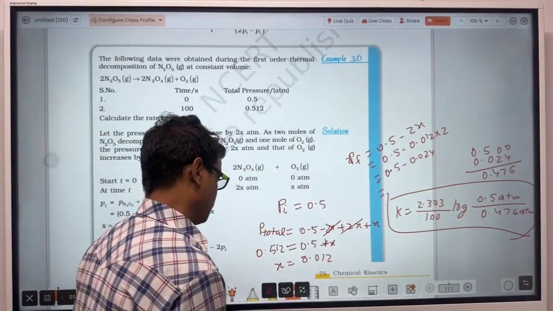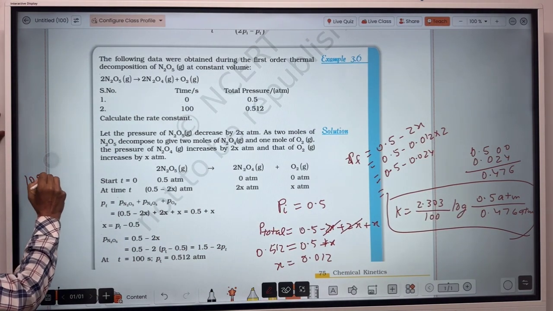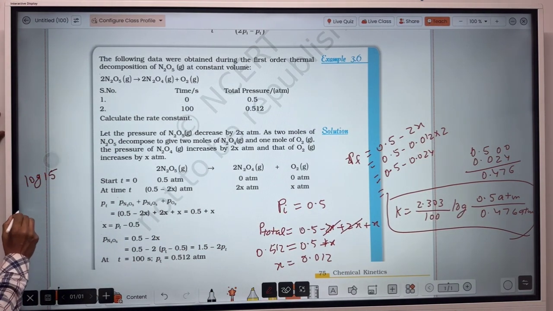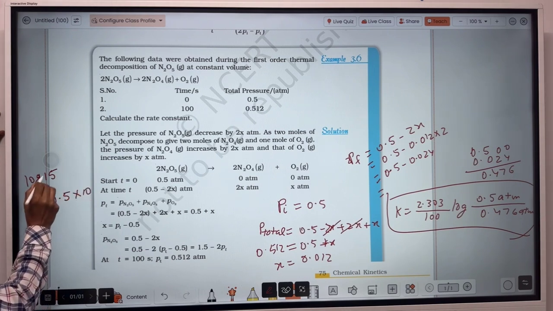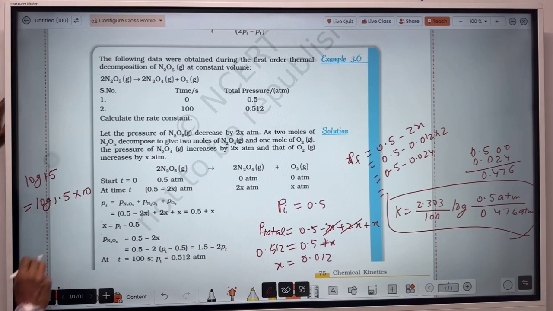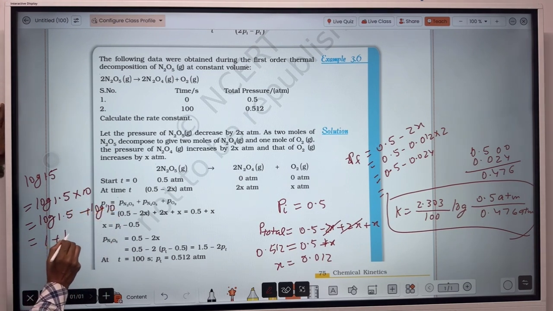Suppose here is how to find out log. Suppose you have to find log 15. That will be equal to log 1.5 into 10. There should be only one digit to the left of the decimal. So that will be log 1.5 plus log 10. Log 10 will be 1. So that equals 1 plus log 1.5. How to find log 1.5?